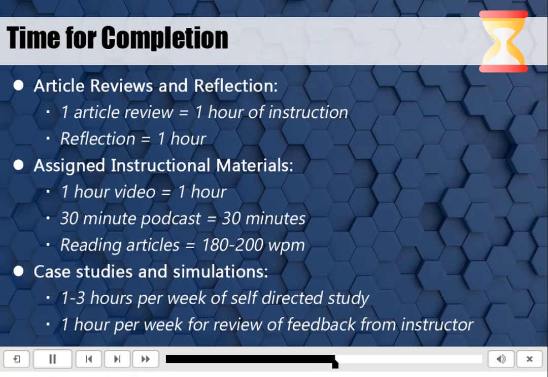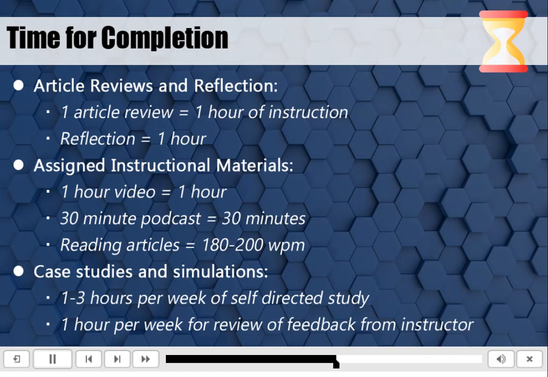Now, how much time does it take for the student to complete these activities, and how much instructional time are we talking about? If we think about the first one, an article review with some sort of reflective piece, the article review equals around 1 hour of instruction, and they have a reflection that equals about an hour. For assigned instructional materials, let's say they're watching a 1 hour video, that equals 1 hour of instruction. A 30-minute podcast equals 30 minutes of instruction.